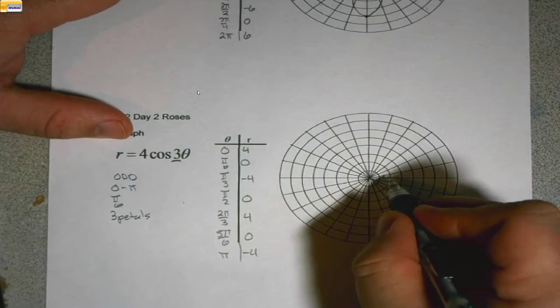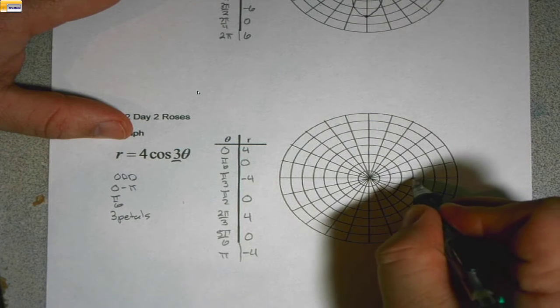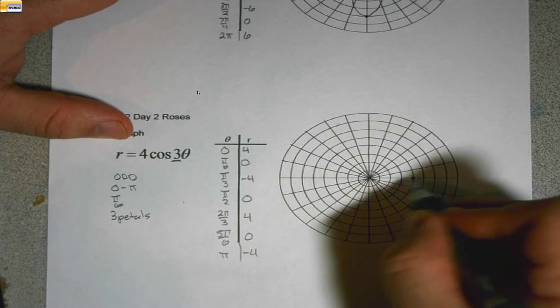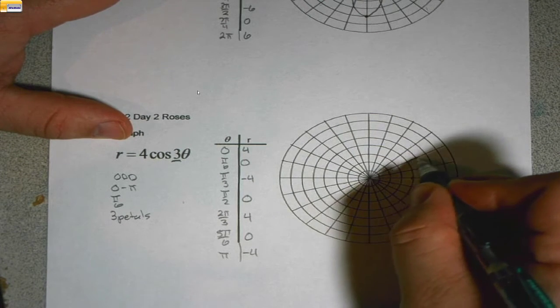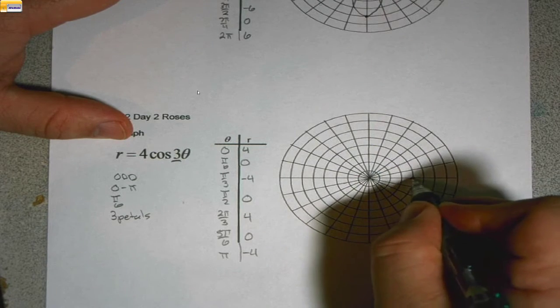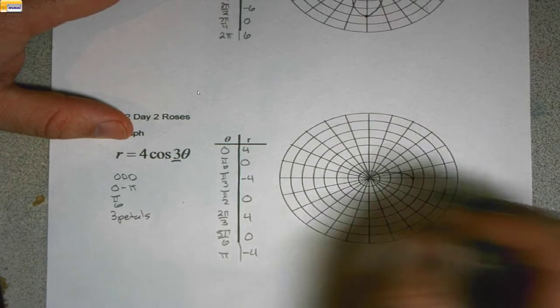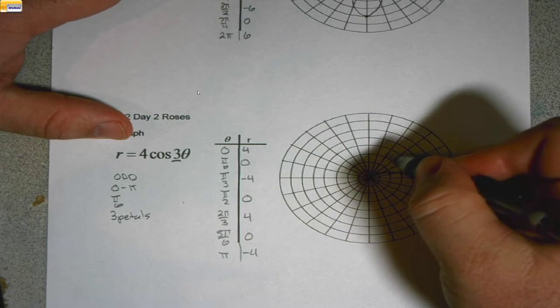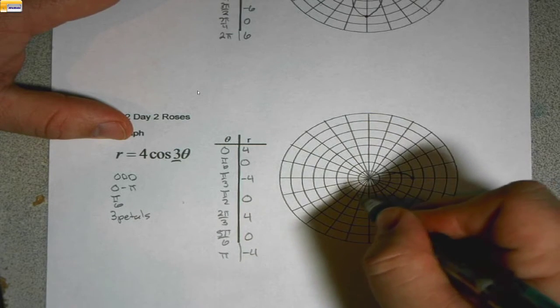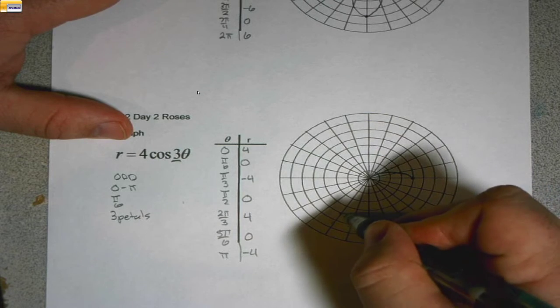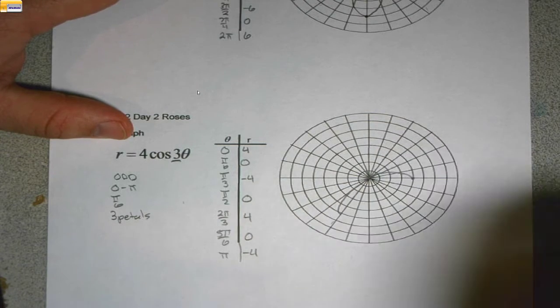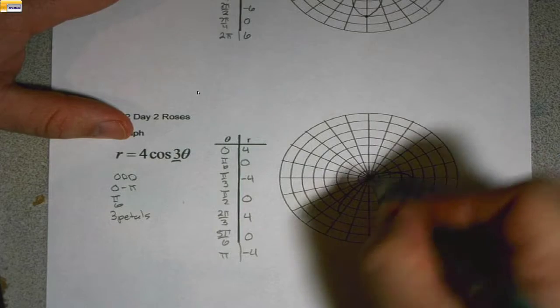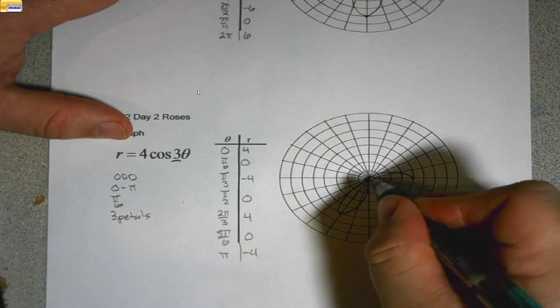So 0, 1, 2, 3, 4. Pi over 6, which is right here, is already to 0. So to there. Pi over 3, that's actually here, is -4. So back here, 1, 2, 3, 4. Pi over 2, back to 0.